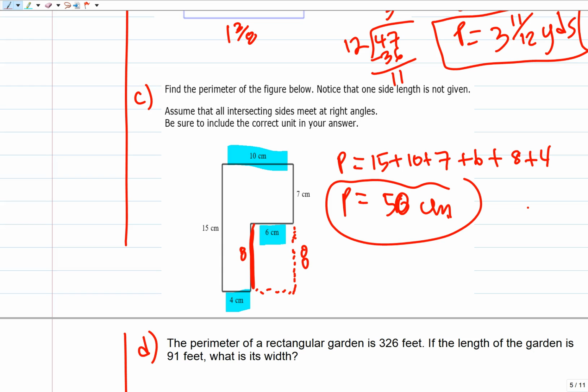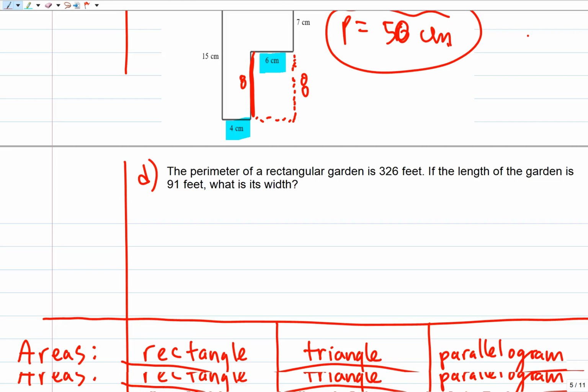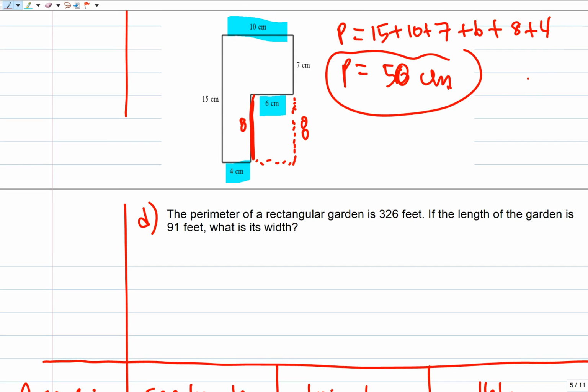Okay. The perimeter of a rectangular garden is 326 feet. The length is 91 feet. What is its width? No picture? Draw a picture. The length is 91 feet. The width is unknown. The perimeter is 326.